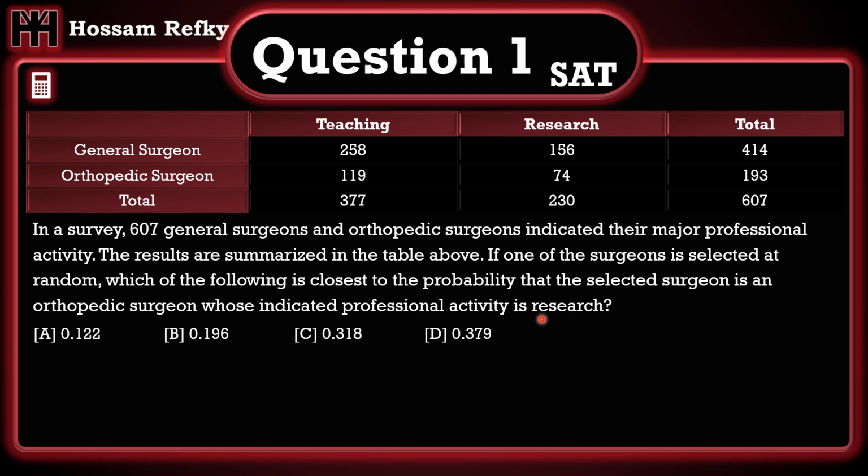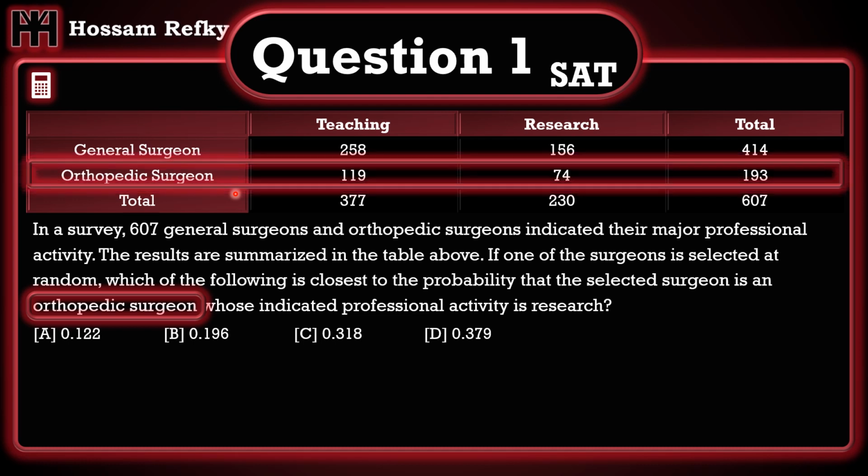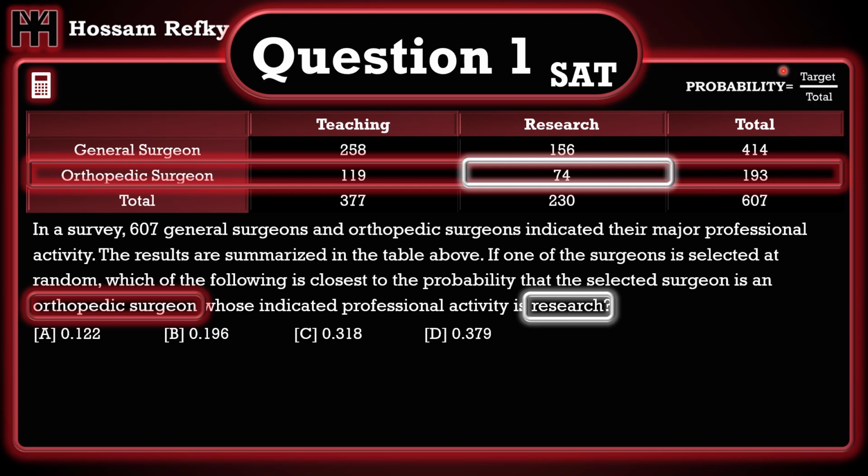Okay, let's take the inputs here. So they want an orthopedic surgeon here, and the activity is research, so it's this one. So we want the probability of one of these surgeons getting picked at random. Remember the law here, it's the target over the total. This is the probability rule, the target over the total.